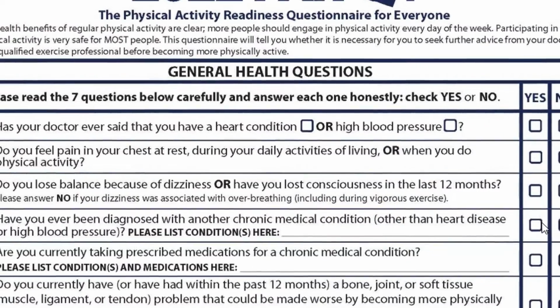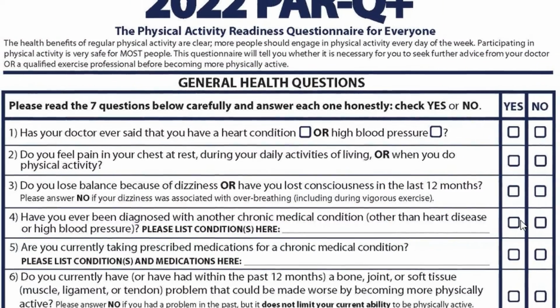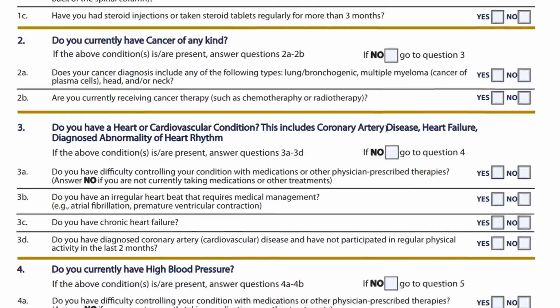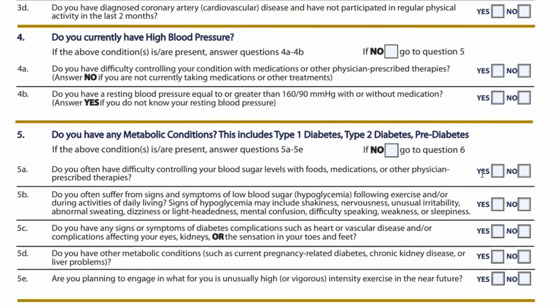Now, if a client has diabetes, they would select yes here on the PAR-Q+. Now, assuming they have nothing else going on, only diabetes, we'd skip down to this second page right here. We'd then have our client fill out these yes or no questions since they apply to someone with diabetes.